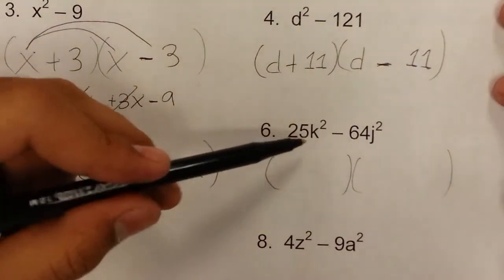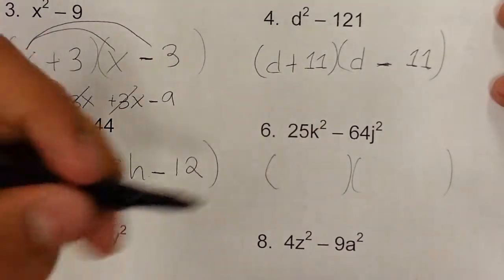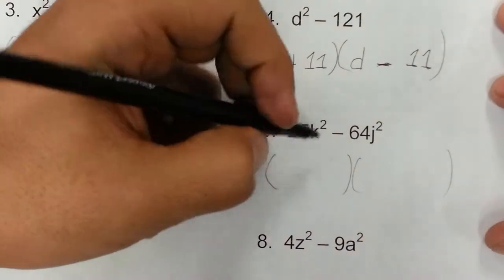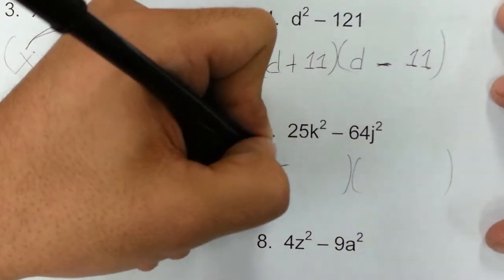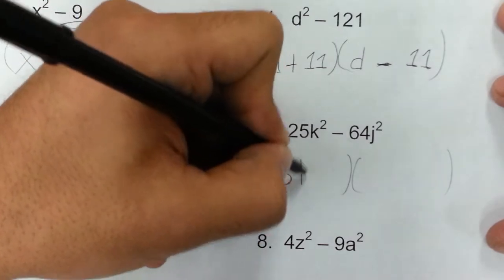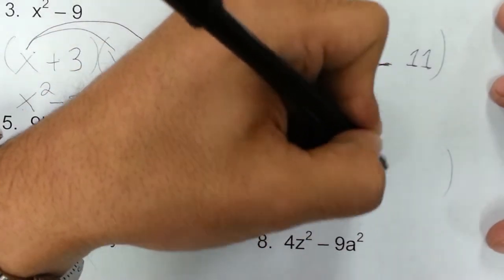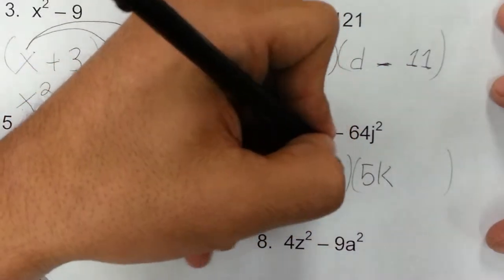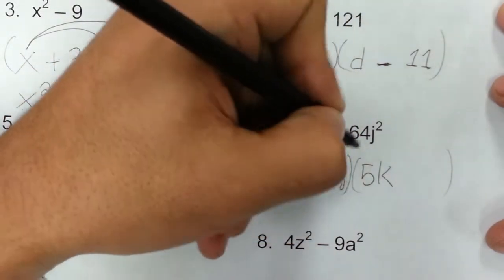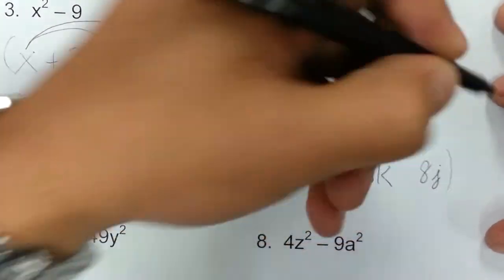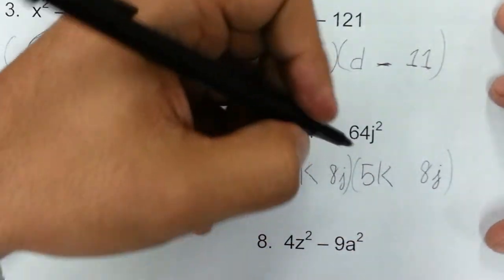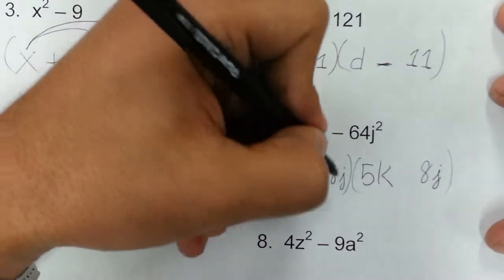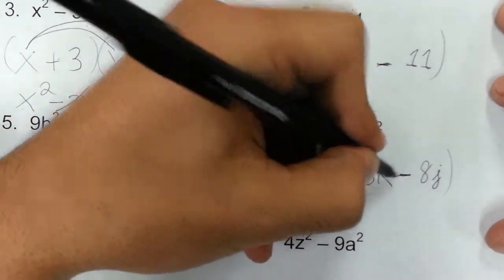Let's think. We've got a 25k squared and a 64j squared. So we've got 25k. Let's think of that one first. This one's our positive term, so we've got the 25k. We've got the 5, which is the 25, and then the k. Then we need another 5k. This would give us our 25k squared. 64j, well 64 is 8, j squared j, and then another 8j. Since 64j squared is our negative term, we need a positive 8j and a negative 8j.